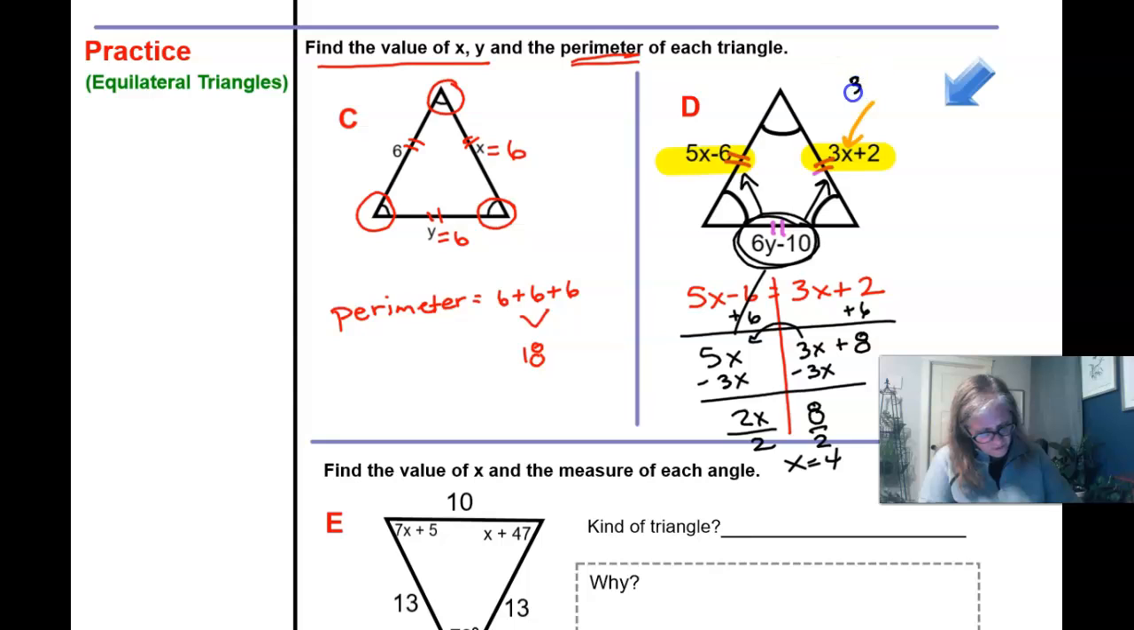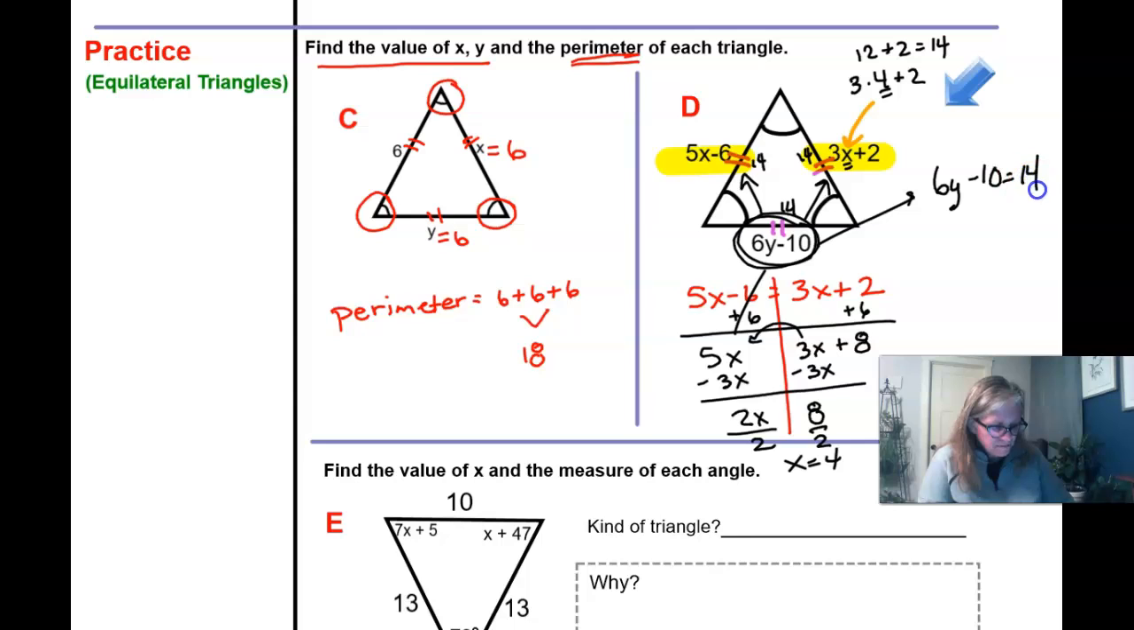So I have 3 times 4 plus 2, because remember this x is 4. That gives me 12 plus 2, which is 14. This side is 14. That means this side is 14, which also means this side is 14. So I'm going to do 6y minus 10 equals 14.